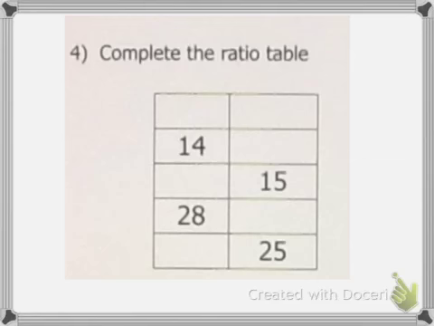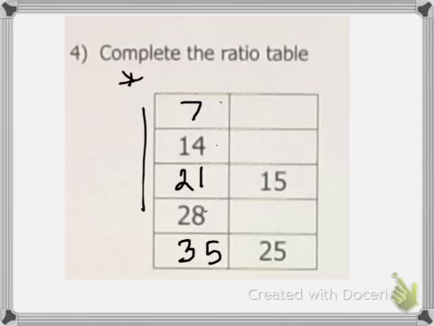So I notice here in our table that on the left-hand side, 14 and 28 are multiples of 7. So if I fill in a 7 here and I increase by 7s, let's see if the table works. 7, 14, 21, 28, and 35. It works. So we're increasing by 7s as we go down.